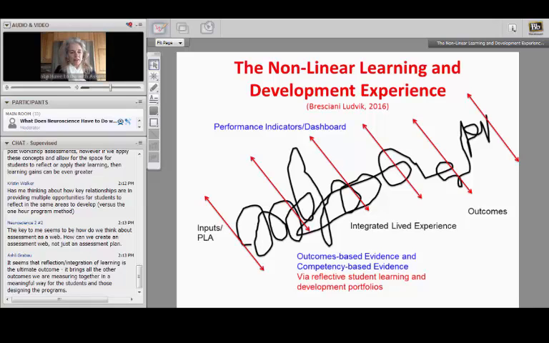Thank you. Keep it coming. Gavin is saying, how do we think about assessment as a web? How can we create an assessment web, not just an assessment plan? Ooh, fun. That's a good question.